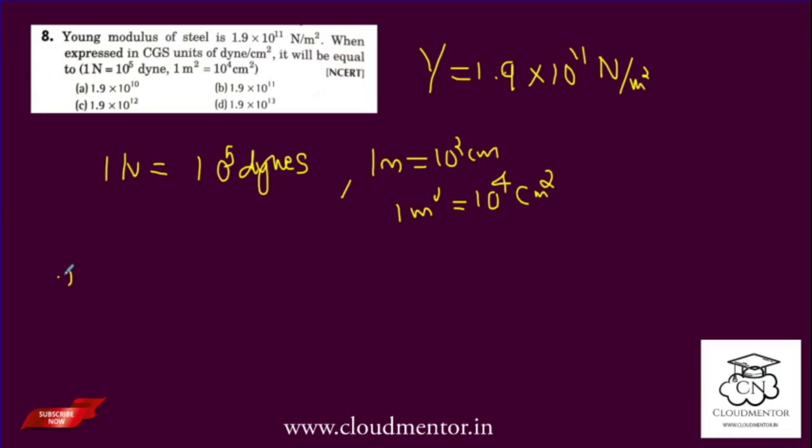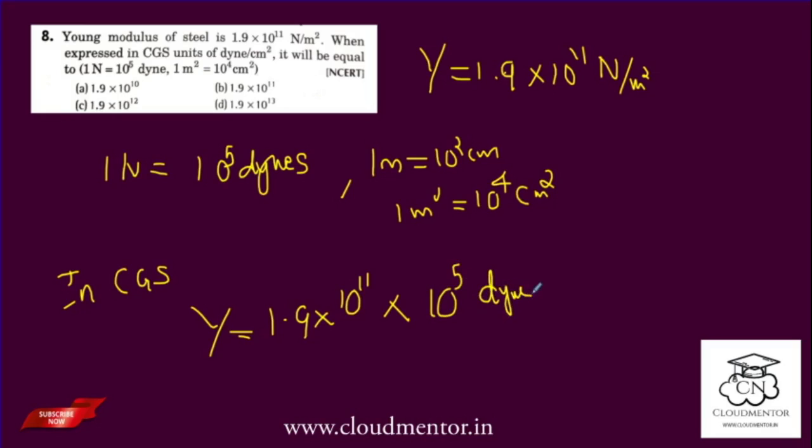So in CGS the value will be y equal to 1.9 multiplied by 10 raised to 11, which is already there, and multiplied by converting to Newton. So converting to dynes, we need to use 10 raised to 5 dynes, divided by, in the denominator, centimeter square. So 1 meter square is equal to 10 raised to 4 centimeter square.